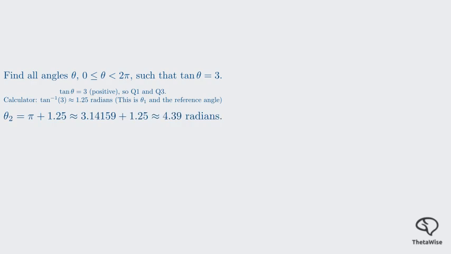For the third quadrant solution, we use the formula for positive tangent, π plus the reference angle. So θ2 equals π plus 1.25, which is approximately 4.39 radians. So the two solutions are approximately 1.25 and 4.39 radians. We have now learned a reliable method for finding all solutions to basic trigonometric equations within a given domain.